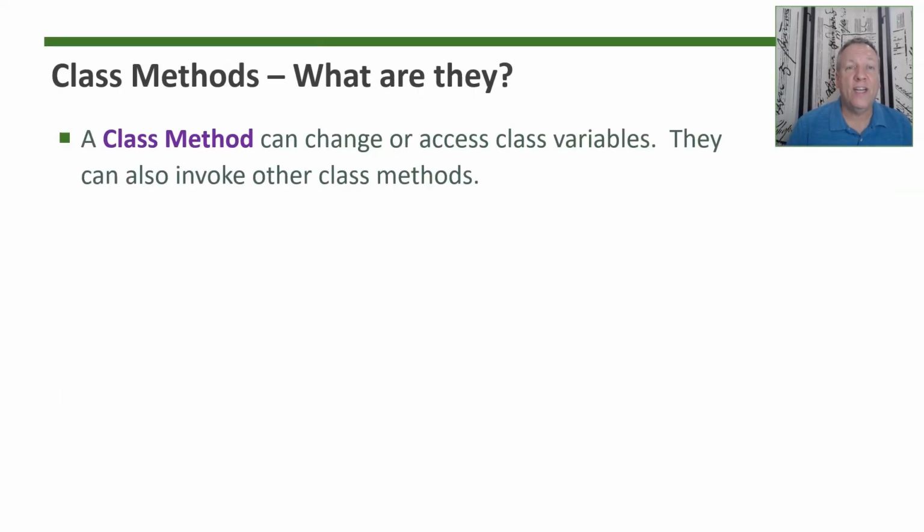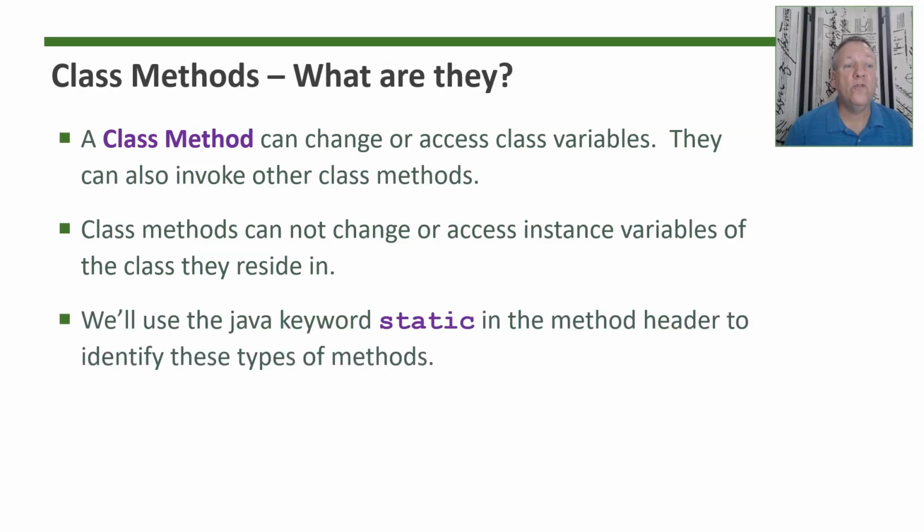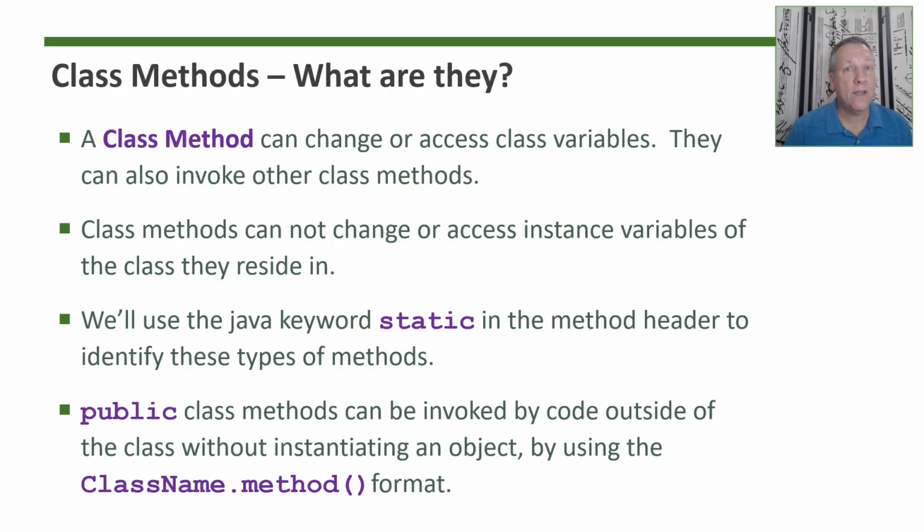Class methods can change or access class variables, and they can also invoke other class methods. They cannot, however, change or access instance variables of the class that they reside in. And once again, we'll use the keyword static, this time in the method headers, to identify these types of methods. And public class methods can be invoked by code outside of the class without instantiating an object. We're going to use the class name.method format in order to do this.